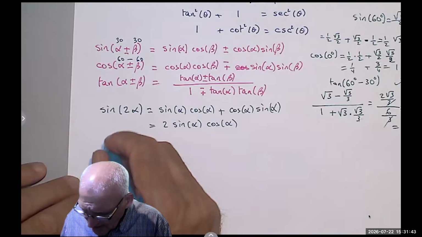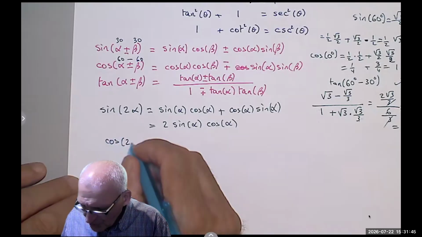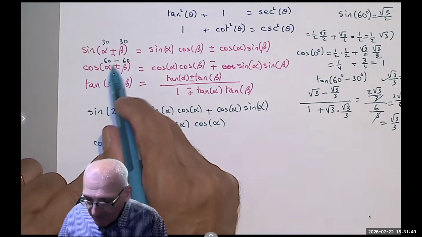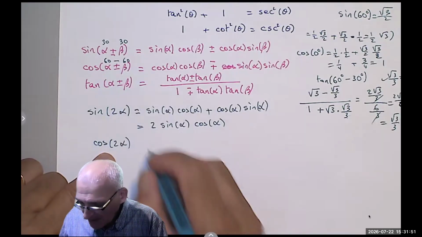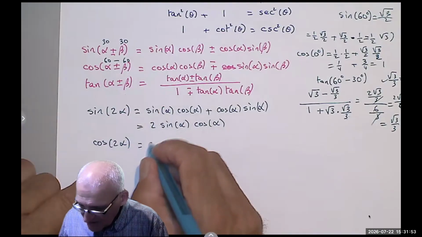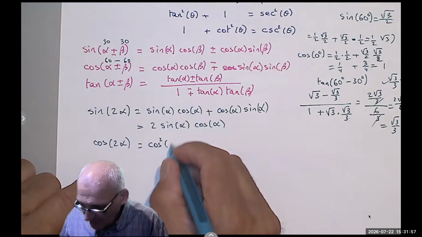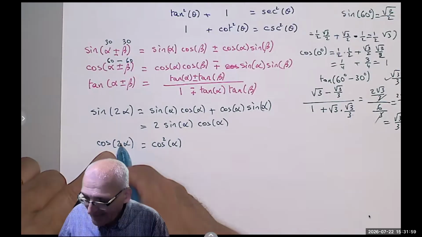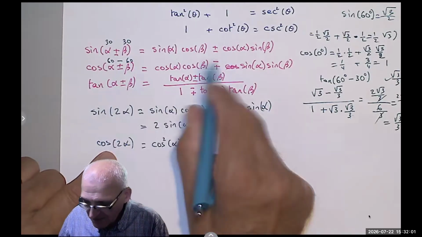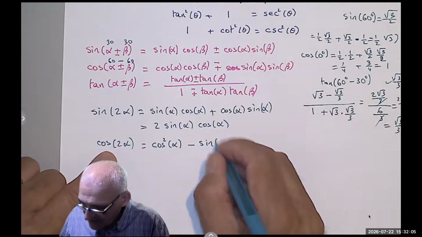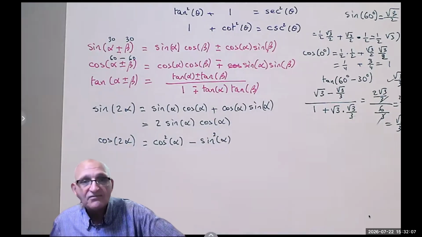How about the cosine? Cosine 2 alpha means alpha plus alpha, right? So that becomes cosine alpha times cosine alpha, or cosine square alpha. And because I'm adding, I subtract. Plus is with minus. Sine alpha times another sine alpha, so it's sine square alpha.